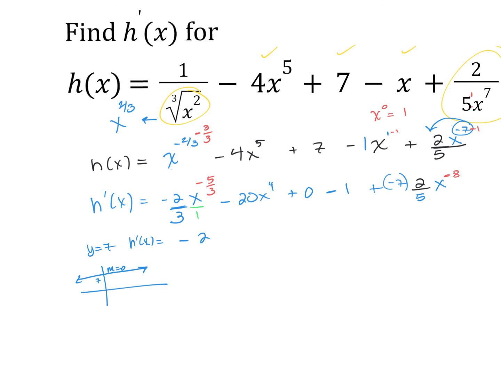We're going to move this back down to the denominator, so it's now going to be 3x to the +5/3, and you can rewrite it as a rational exponent if you want. And then this stays the same, -20x to the 4th. The 0 we don't need to write. -1. We're going to multiply this, making it -14. Again, this is like over 1, so we want to think about that. And we get -14 over 5x to the 8.